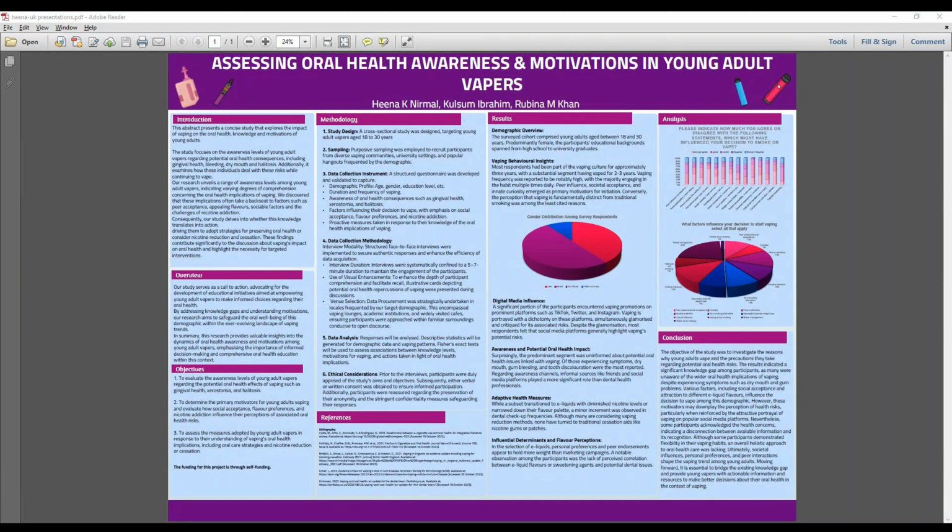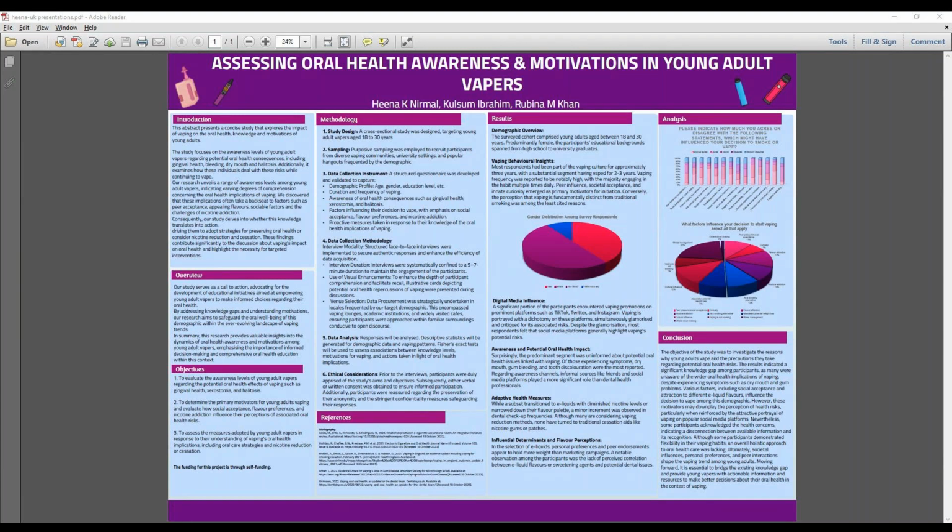Many encountered vaping content on TikTok, Twitter, and Instagram, and it has been glamorized but also seen as risky. Many were unaware of vaping's oral health impact. Those with symptoms reported dry mouth, gum bleeding, and tooth discoloration. Friends and social media were primary sources of awareness.